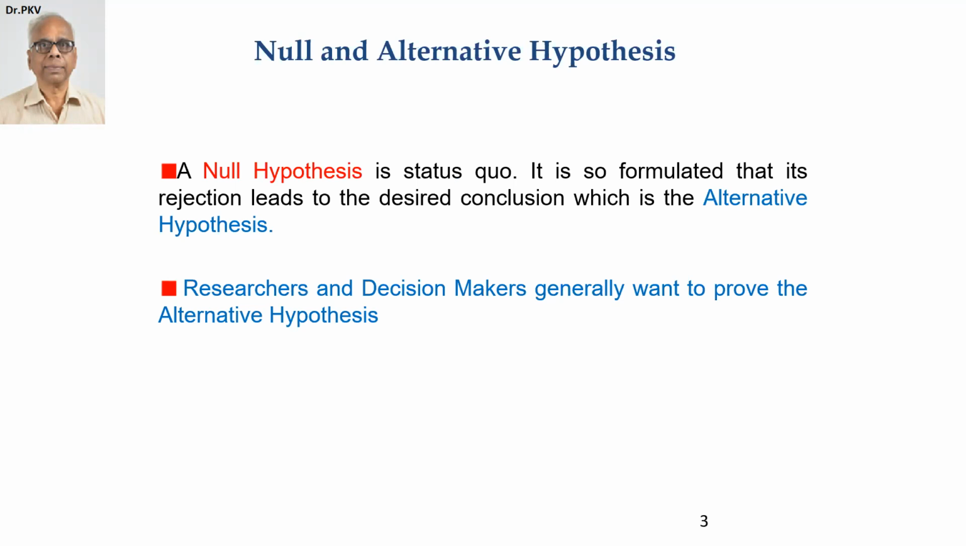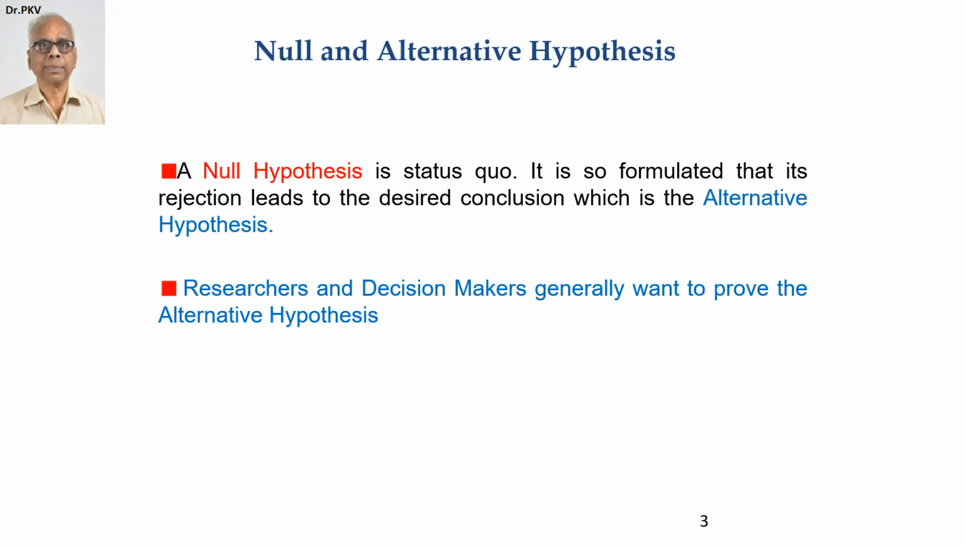When you are formulating a problem that involves statistical hypothesis, you divide them into two parts: the null hypothesis and the alternative hypothesis. A null hypothesis is status quo, maintain the status quo. It is so formulated that its rejection leads to the desired conclusion, which is the alternative hypothesis. All decision makers and researchers generally want to prove the alternative hypothesis with the data and evidence, and they will feel very happy if the alternative hypothesis is proved. It is proved when the null hypothesis is rejected based on statistical evidence. That is the basic principle.